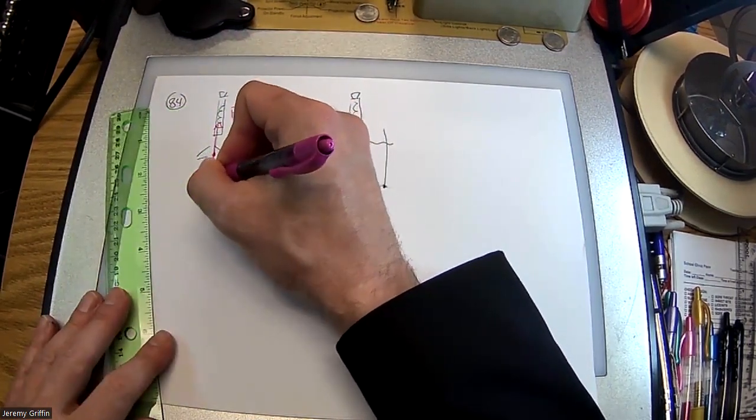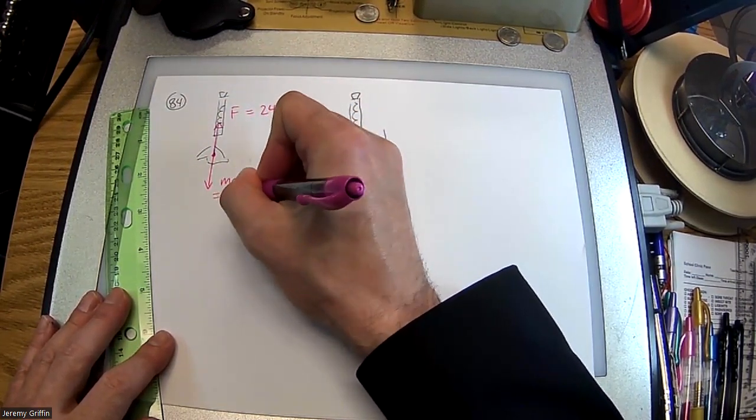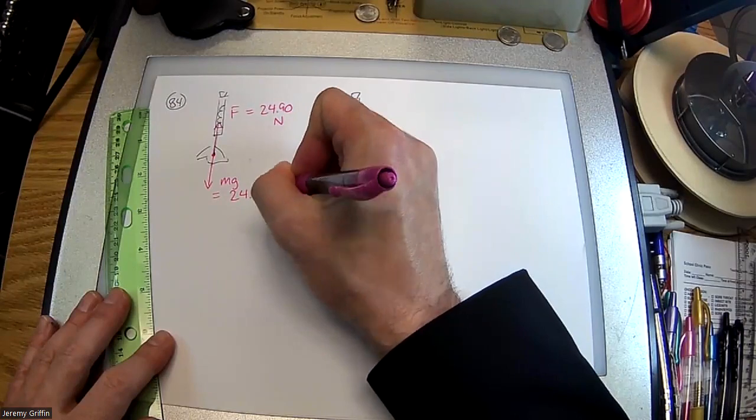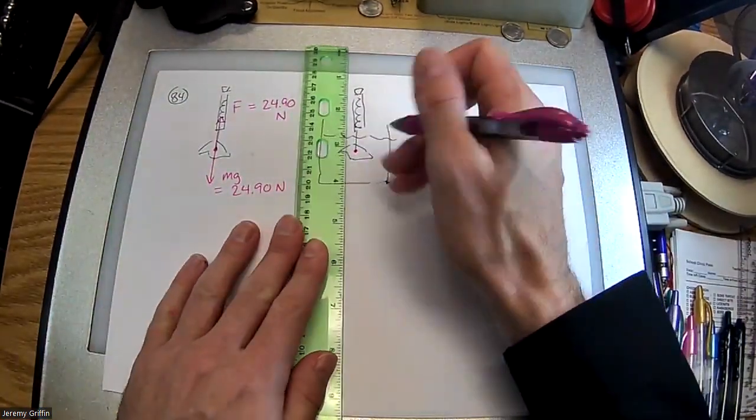Also that same value, right? So I can say the weight is also equal to 24.90 newtons. Wouldn't that be true? Okay. All right, now let's go to submerged in water.